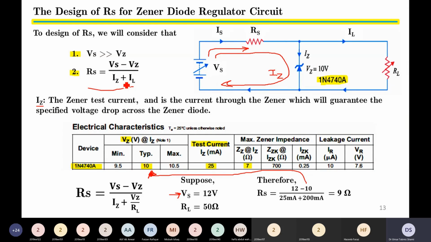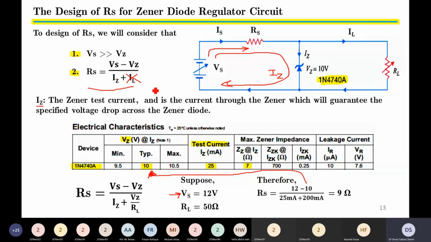But we must not forget that through Rs, there is not only one current flowing. If we do not use IL, then we are saying, in other words, that Rs is carrying only one current, which is Iz. However, this is not the case. When we apply Kirchhoff's voltage law or Kirchhoff's current law, we will learn that Rs is in fact delivering two currents, Iz and IL. So this is the first reason why we are considering Iz plus IL.